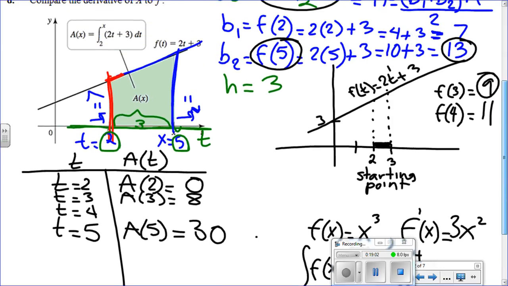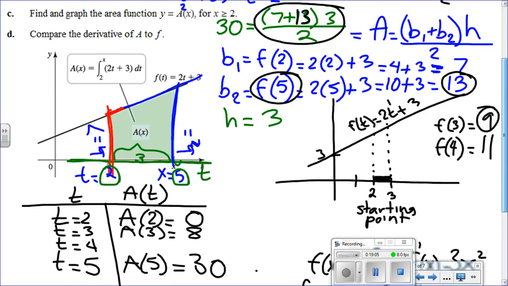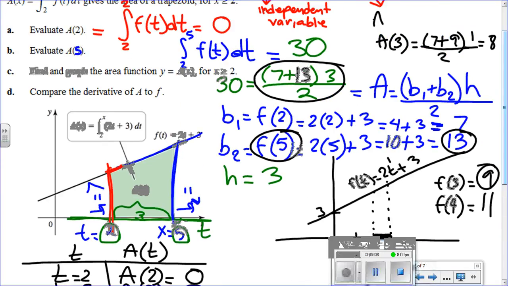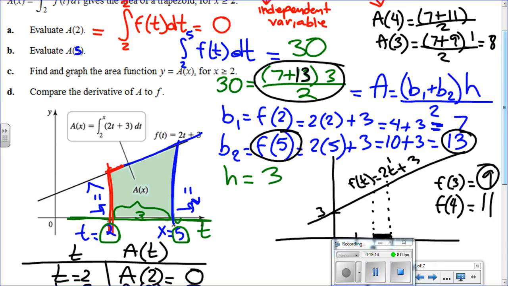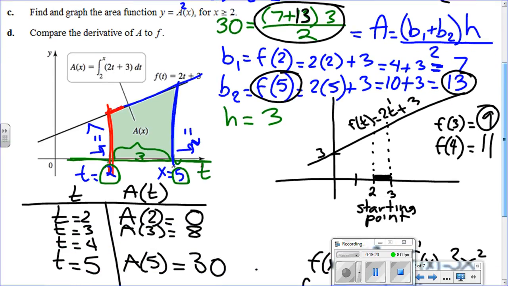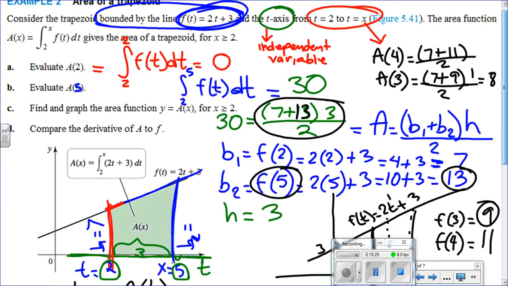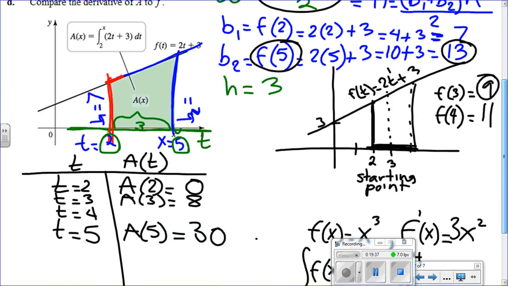So f of 4 is 11. So if I want to find the area of 4, it's going to be 7 plus 11 divided by 2. And then the distance between 4 and 2, which will be our new height of our trapezoid. I can't even think of the name. So this will be 2, right? So it looks like an exponent, but it's not. So 7 plus 11 is 18. So a of 4 is going to be 18. Now see if you can think of the quadratic equation.